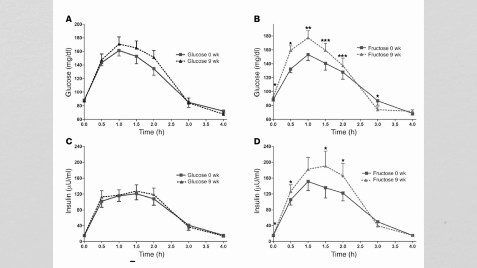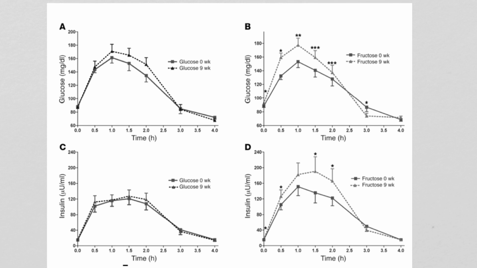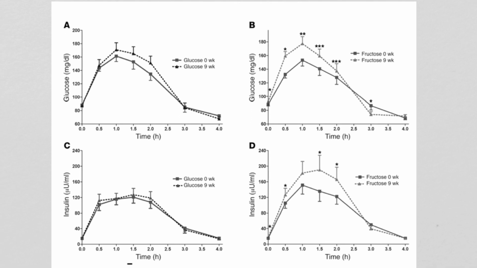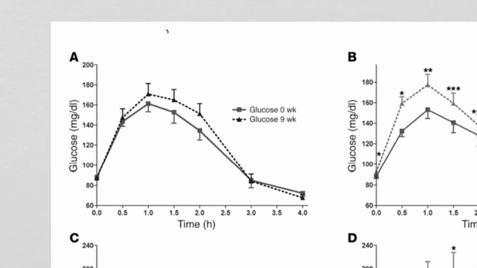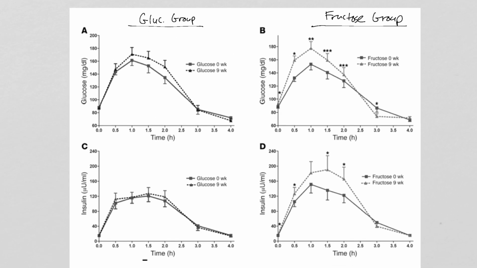The other thing that we saw is changes in the response to a glucose tolerance test. Okay, so everything that you see on the left side is the glucose group, the people that were given the glucose drink for 10 weeks. And this is the fructose group on the right. They gave these people a glucose tolerance test at the beginning of the study and then 9 weeks later after having drunk their sugar solution.